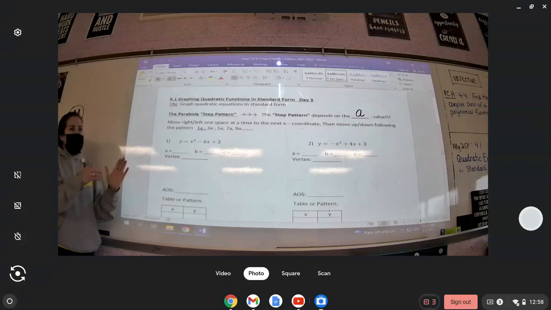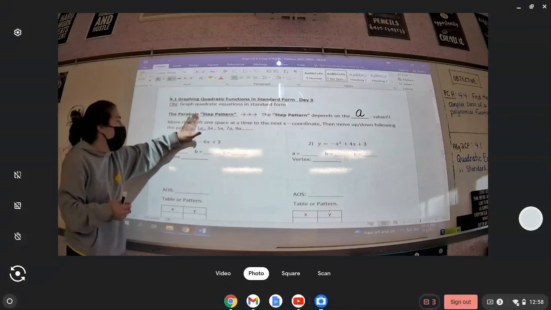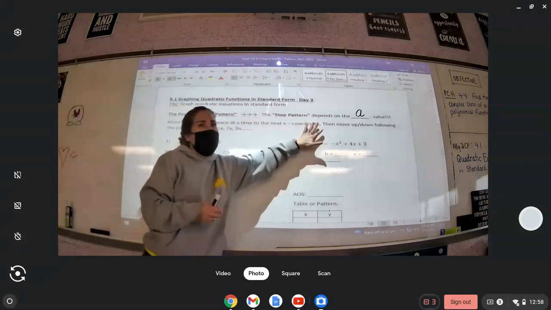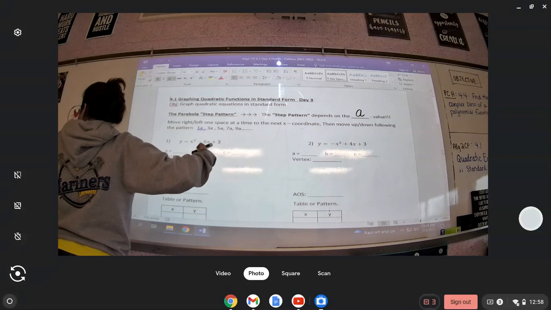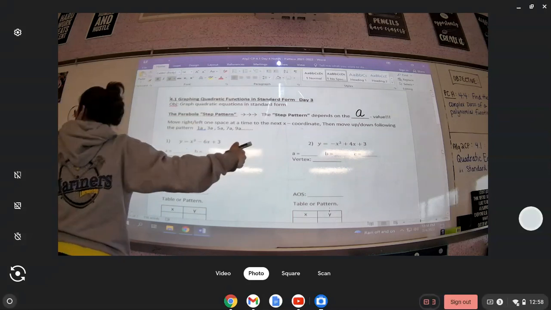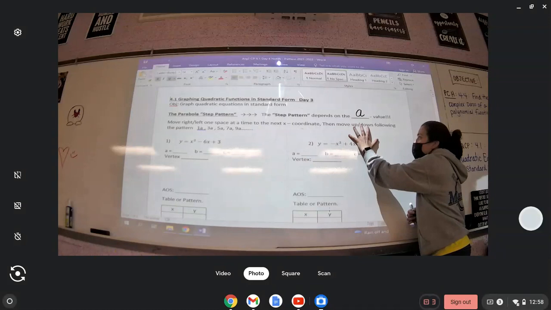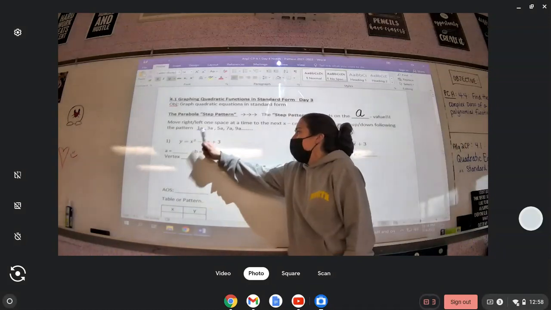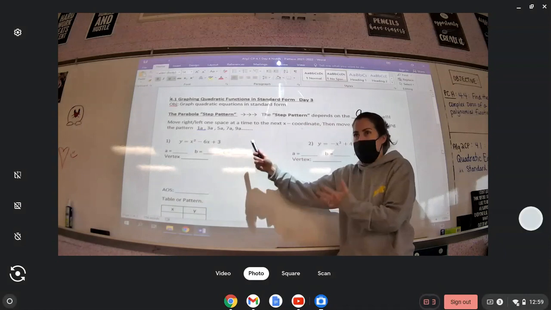And then the pattern says this. From your vertex, you're going to move right or left one space at a time to the next x coordinate. So the pattern is always making you move one space right and one space left. One space right and one space left. Then you're going to move up or down following the pattern 1 times a, 3 times a, 5 times a, 7 times a, and 9 times a.